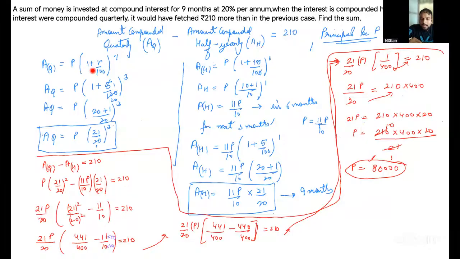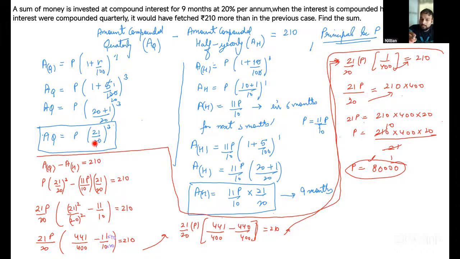So first I calculate the AQ value. Now for AQ, the principal is P. The rate R becomes 5% because 20% per annum is given and it is quarterly. And the n value becomes 3 because it's for 9 months, so 3 months becomes 3 times. I calculated and got the answer P into 21 upon 20 whole cube. Did you understand it again?